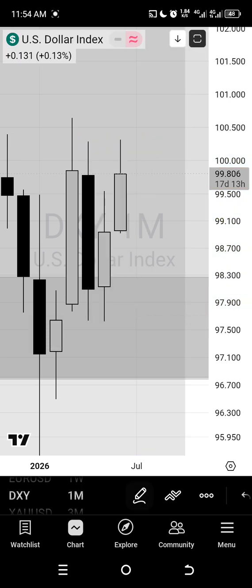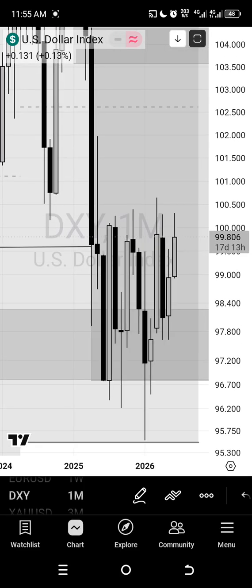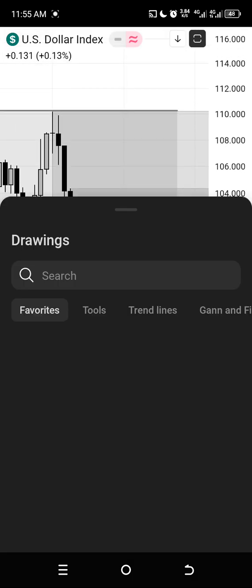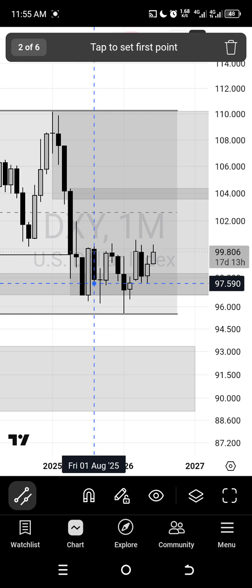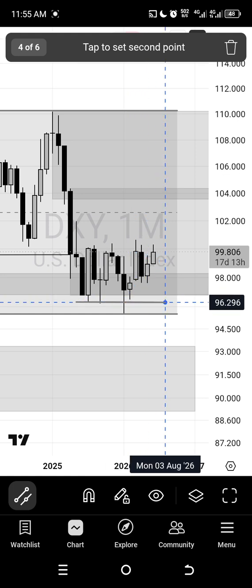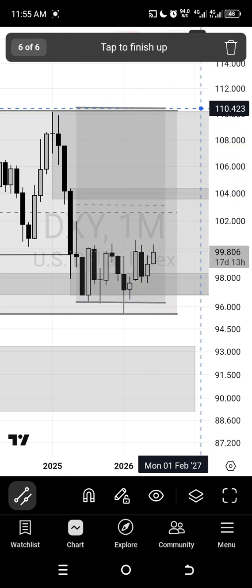Okay, based on that, on the monthly time frame, our long-term drawn liquidity is probably this high. So let's mark our range, to our long-term drawn liquidity. The range high.